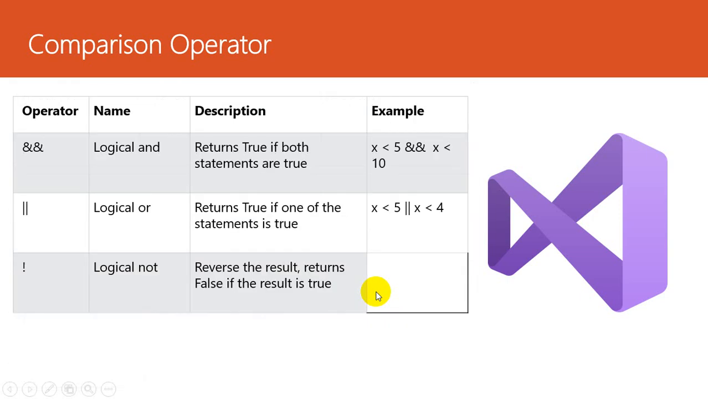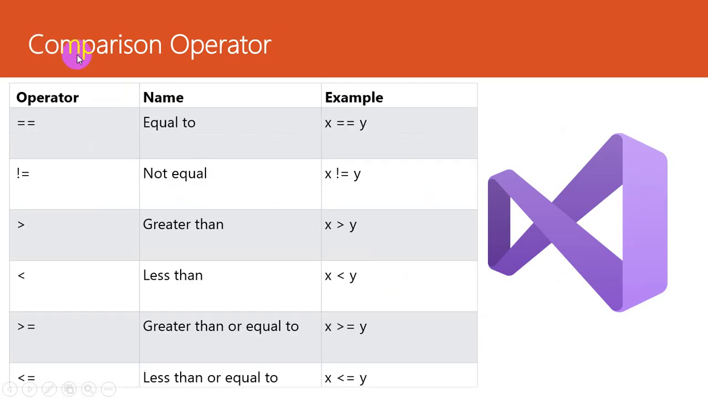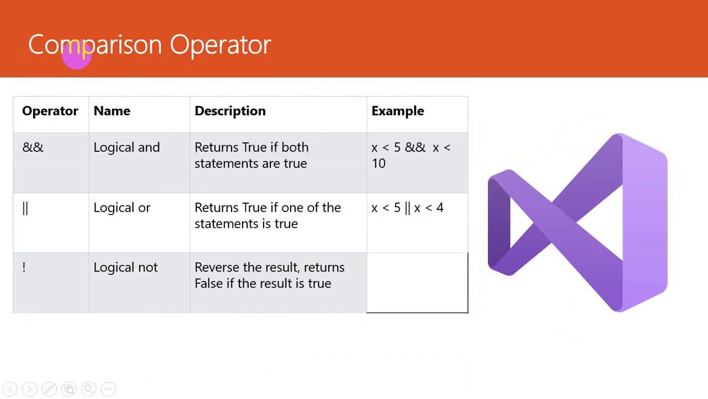Next is comparison. Sorry, these are not comparison. I wrote it by mistake. These are the logical operators. Here there are three logical operators: AND operator, OR operator, and NOT operator.